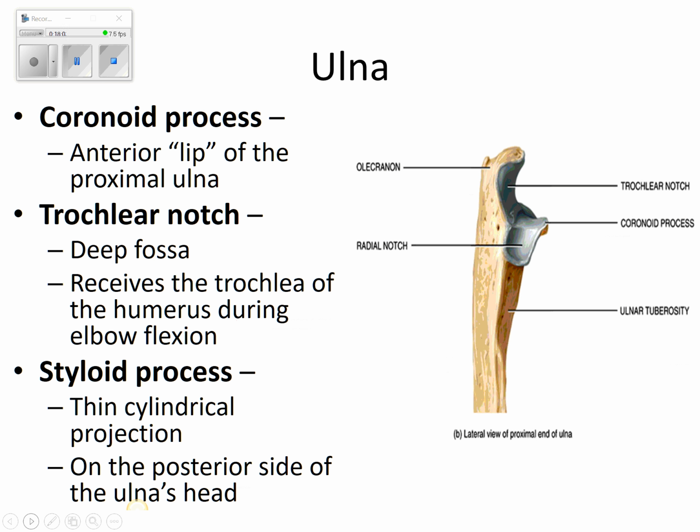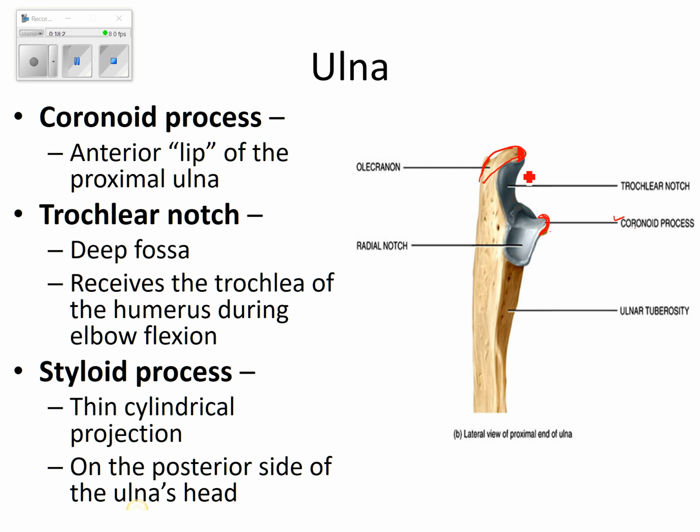Next, you have the coronoid process, which is this process here. Make sure you can label it. Again, the olecranon's here, and of course the tip. Sometimes the books will call it the olecranon process. Both of these are what they refer to as the lips. So the coronoid process is the anterior lip of the proximal ulna.